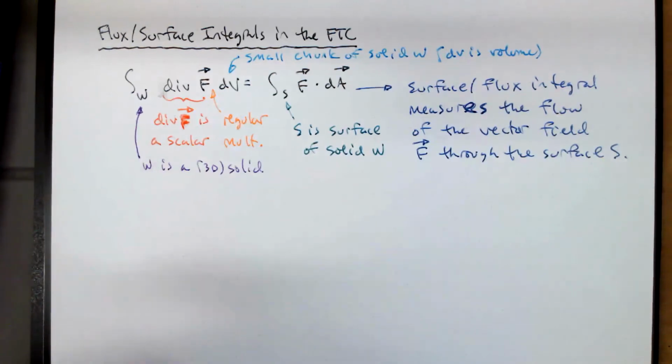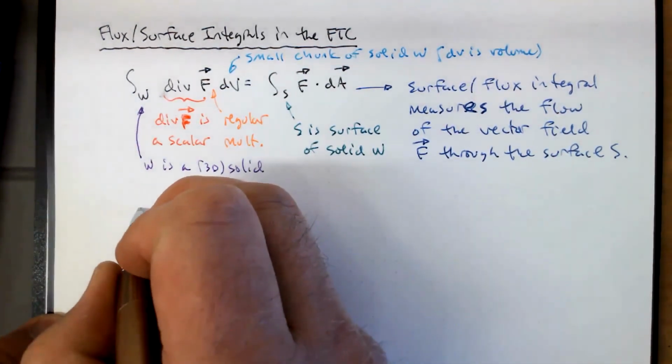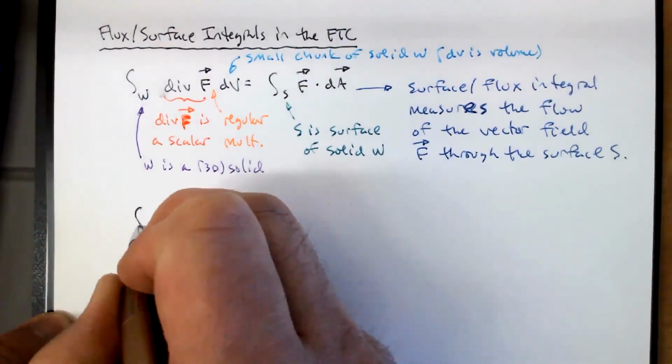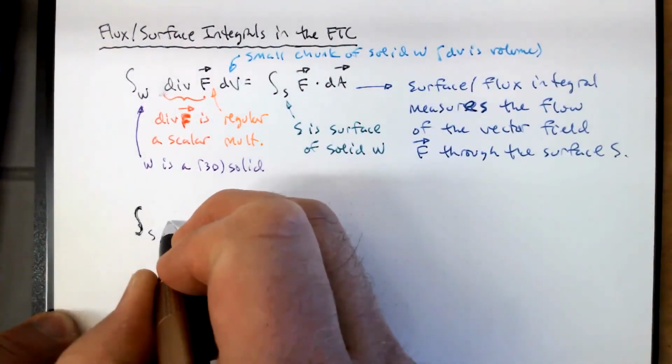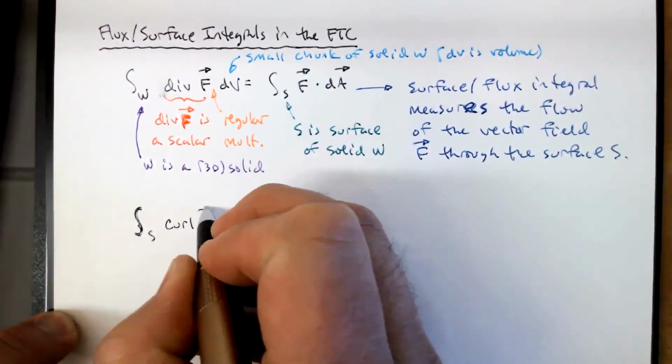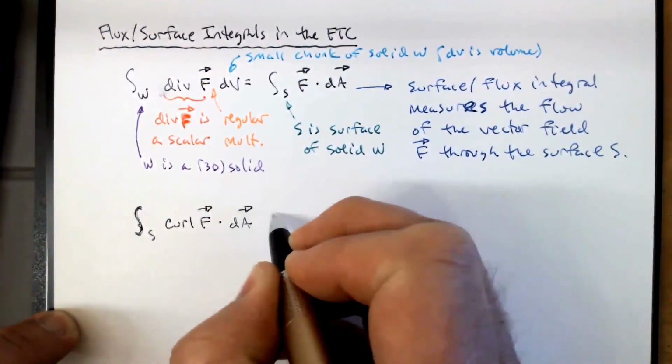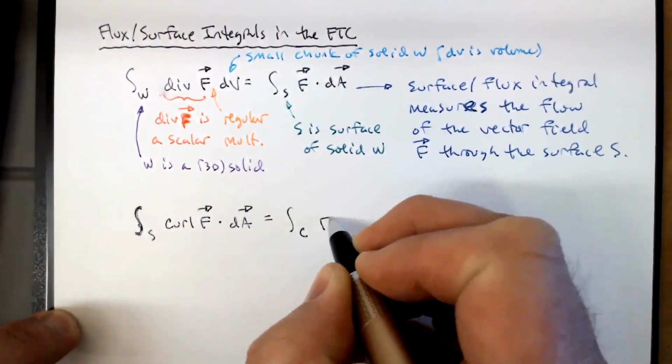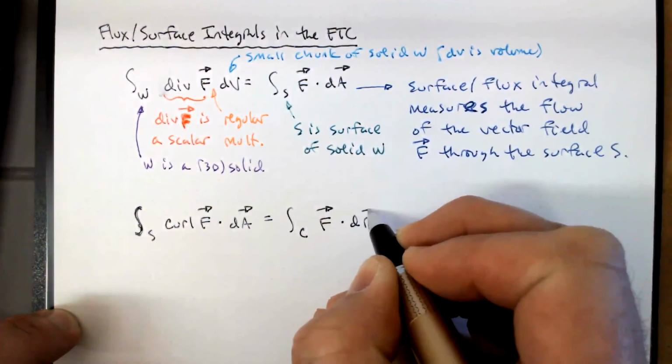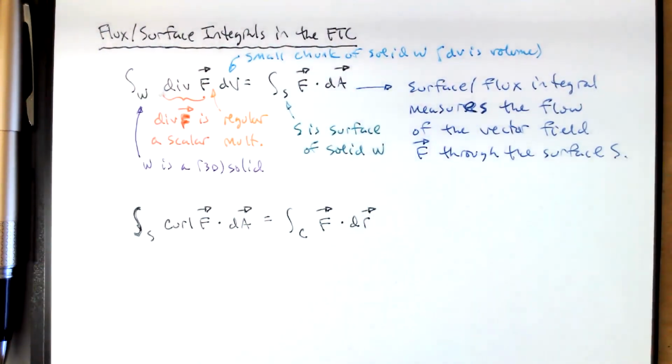We also had a flux integral in Stokes' theorem, where we want to look at the flux integral of the curl of a vector field at every point on the surface. And we can analyze this by calculating a line integral of the vector field just at the boundary of the surface.